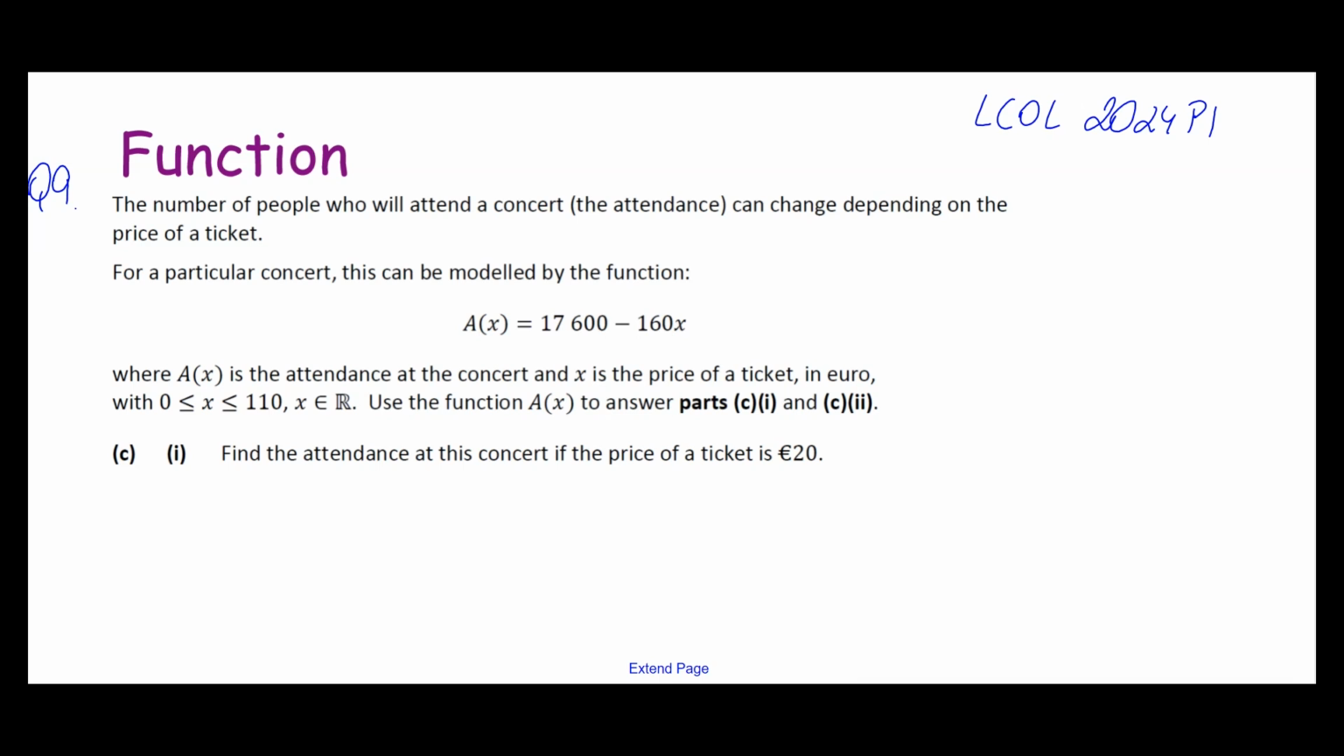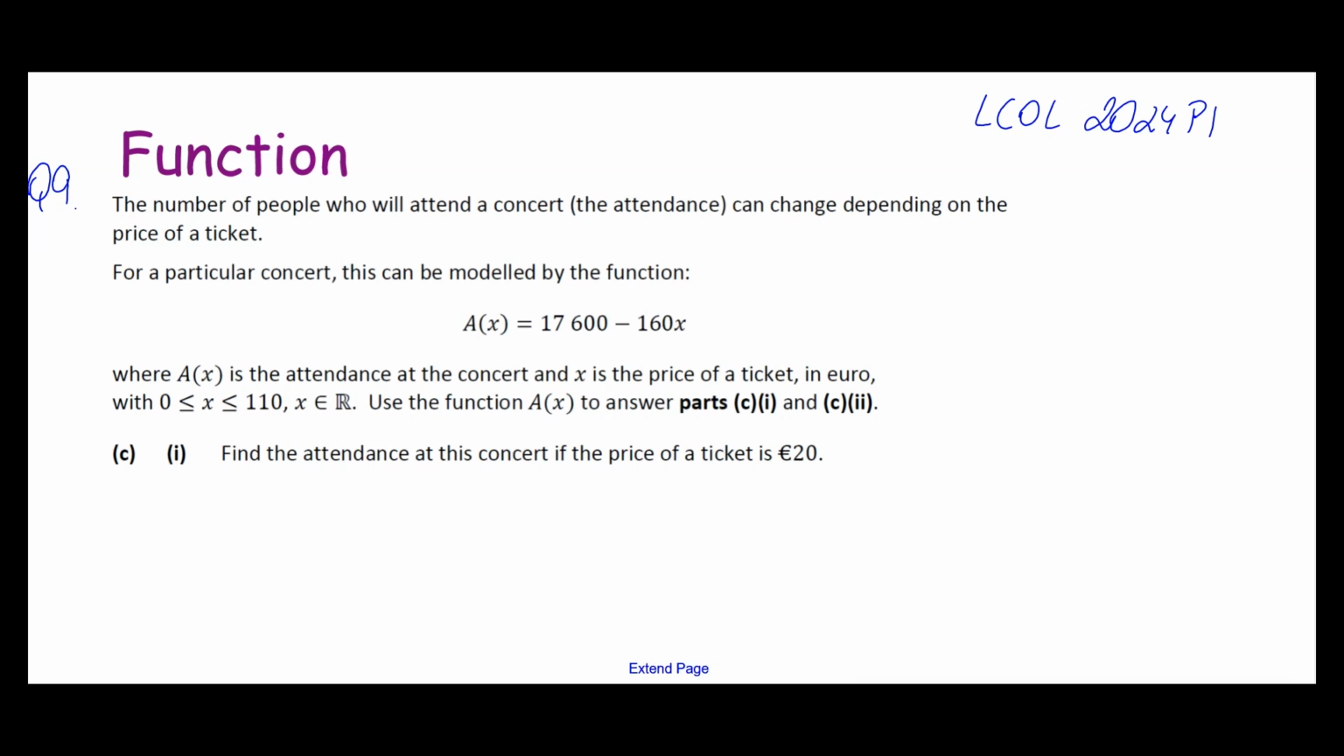Let's see how function is presented in our big question in the exam. The number of people who will attend a concert, the attendance, can change depending on the price of the ticket. And yeah, we get that. If the tickets are very, very expensive, not very many people will be able to go to the concert. For a particular concert, this can be modeled by the function.